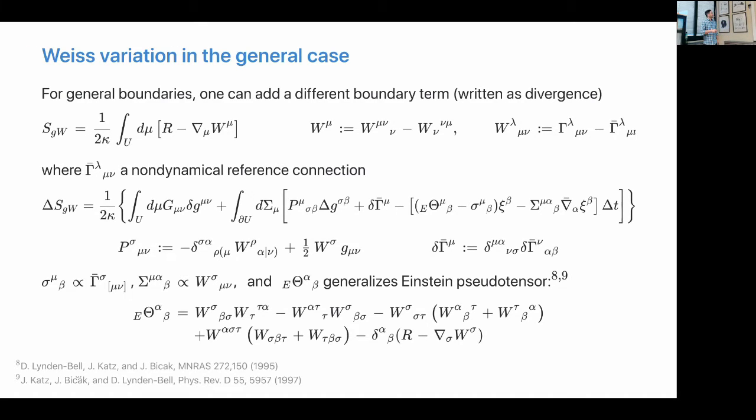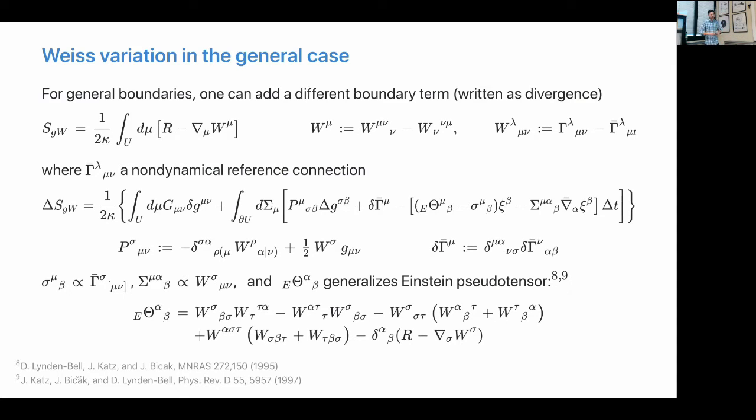This, I guess, can be interpreted as a spin contribution to the variation. But it's something that you can get rid of for certain choices of the reference connection. And this quantity theta is a generalization of the Einstein pseudotensor.